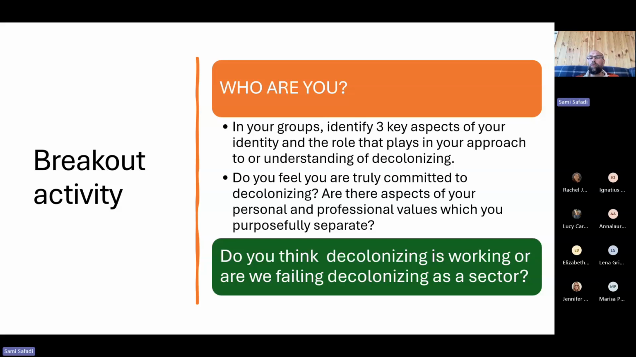And if you have time, consider as well that question in the green box: do you think decolonizing is working, or are we failing decolonizing as a sector? So a relatively big question, if you have time to touch on that, depending on how quick you go through the others. So 5 minutes. We should be back here by just after 12:20, back into the main room, please.